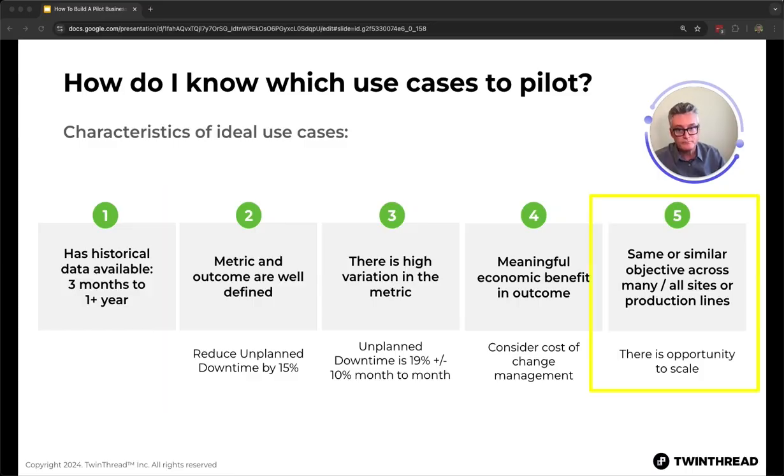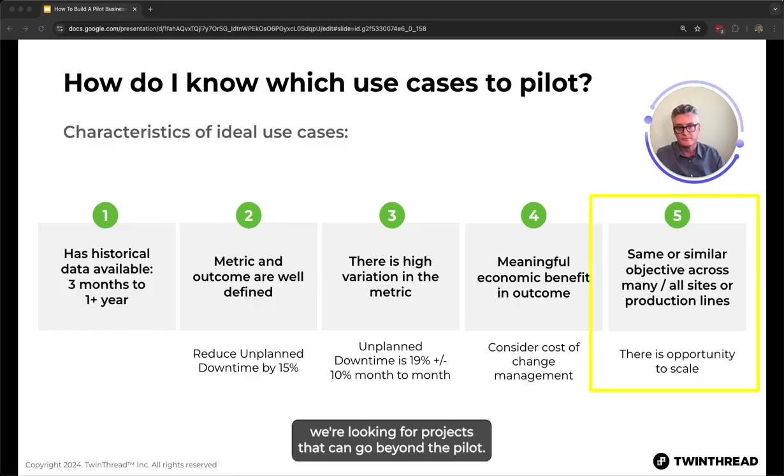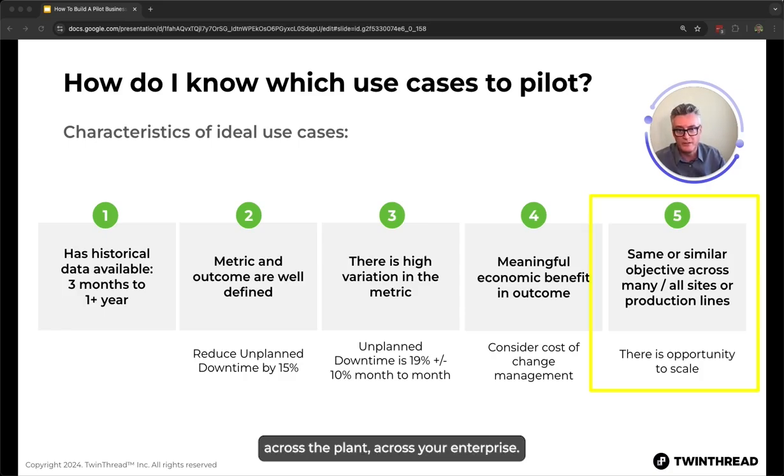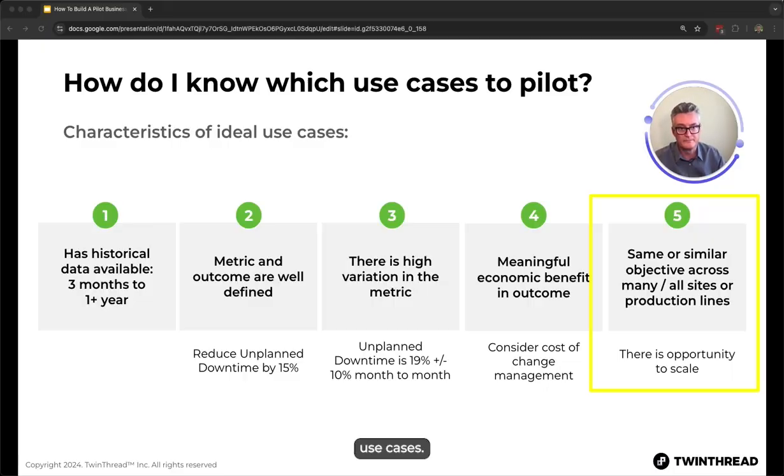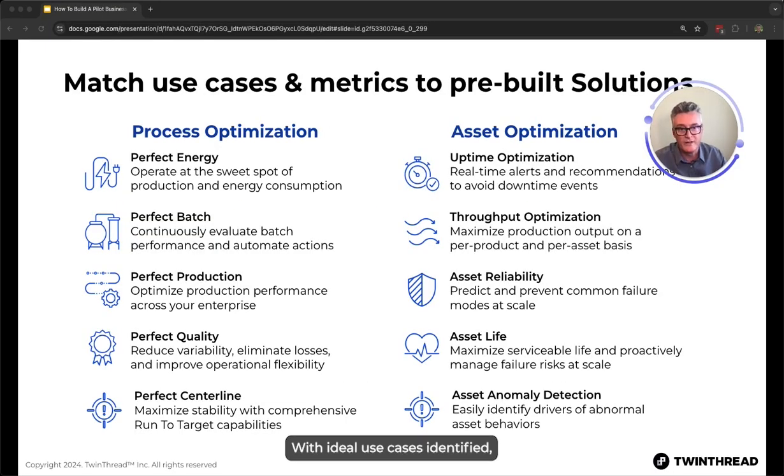Lastly, we're looking for projects that can go beyond the pilot. They have broad applicability across the plant, across your enterprise. And that's what really makes up ideal use cases. With ideal use cases identified, the next step is to match those cases with specific solutions. It's very important for a pilot to demonstrate rapid deployment and quick time to value.